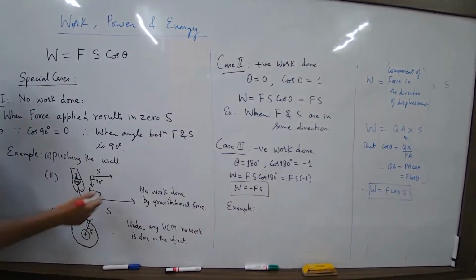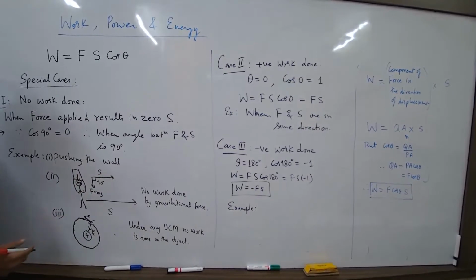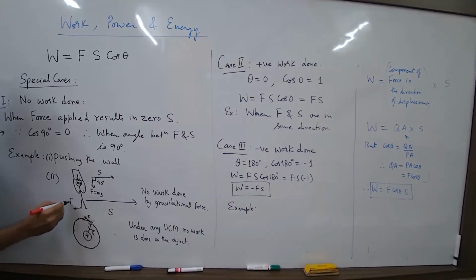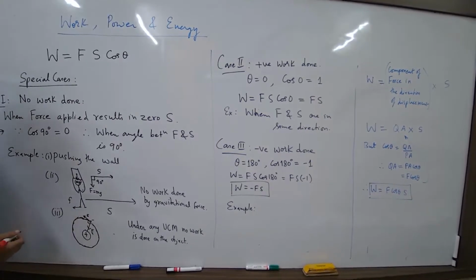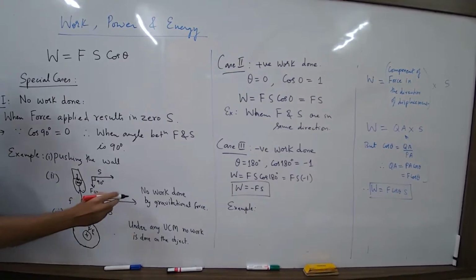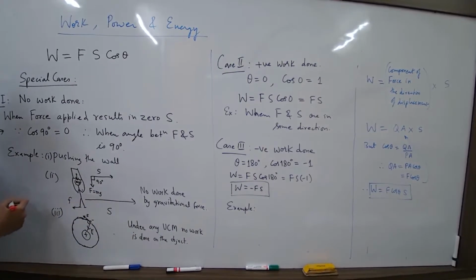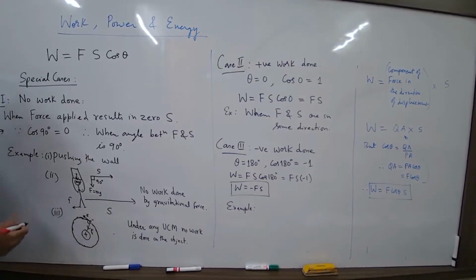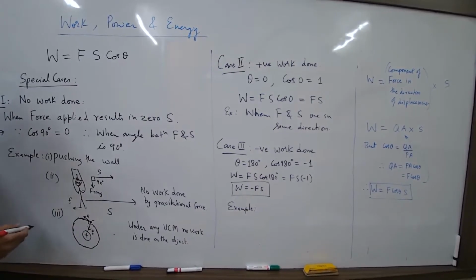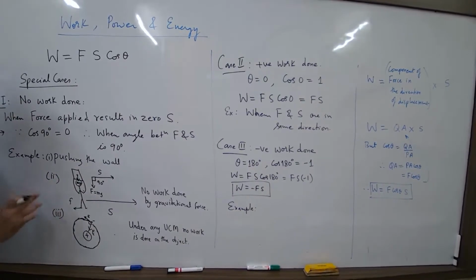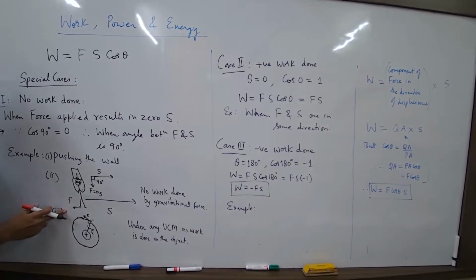When this man is going in this direction, where is the friction acting? Frictional force is in the opposite direction. So in this situation, displacement is on the right, the frictional force is on the left. So the angle between displacement and force is 180 degrees. In the same situation, gravity is not doing any work, but frictional force is.